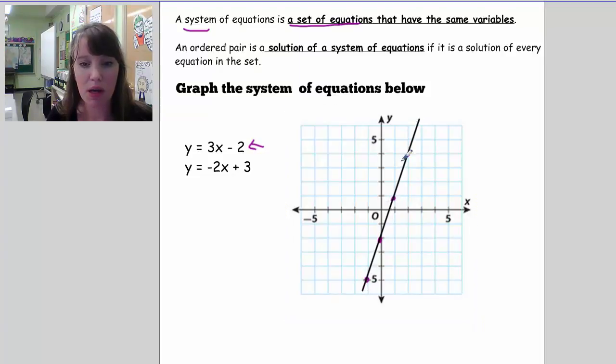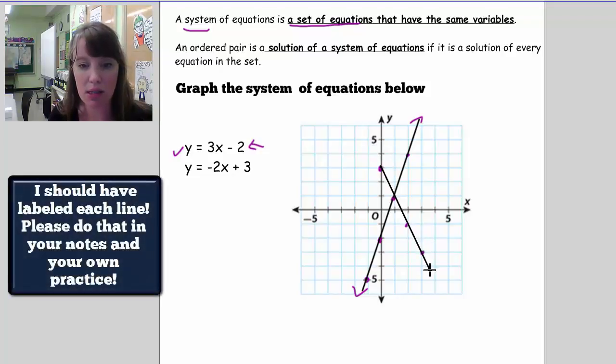Okay. And I put arrowheads on it. So I've plotted the first one. Okay, and then I'm going to plot the second one. So it's a y-intercept of positive 3 and a slope of down 2 over 1. Okay, and what you may have noticed already is that these 2 lines actually intersect.